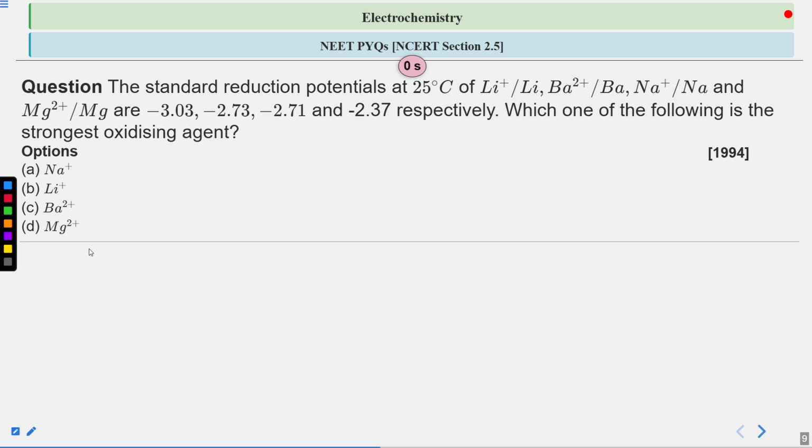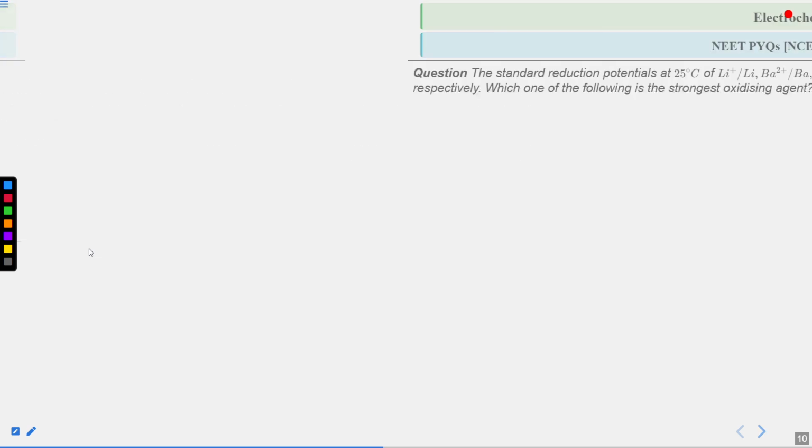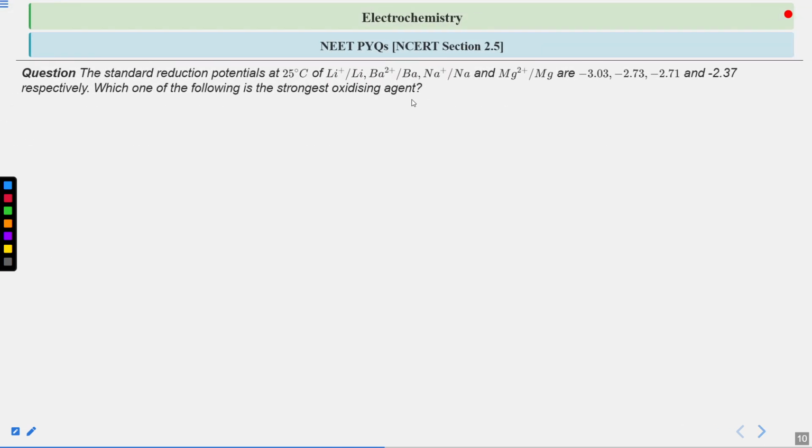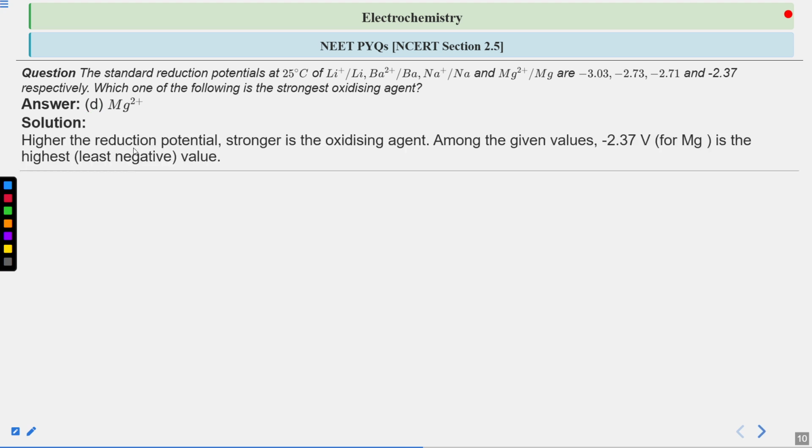Okay, let's see. For this question, the correct answer is option D, that is Mg2+. How? Higher the reduction potential for a particular ionic reaction, stronger is the oxidizing agent. Higher the reduction potential, stronger will be the oxidizing agent.